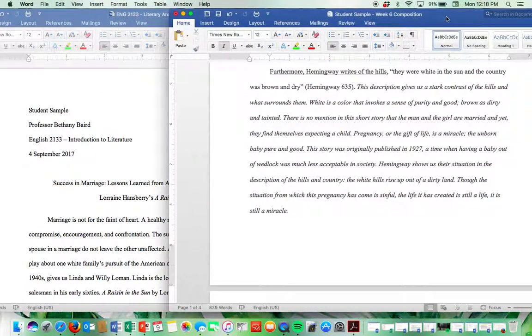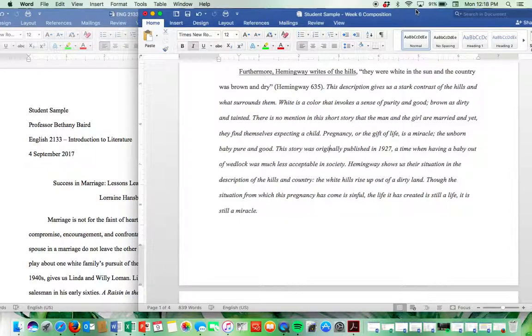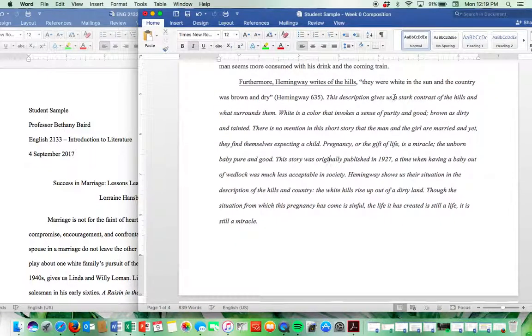I also just wanted to show you, in the composition assignments that you just completed, it asked you to have some commentary on your quotes. And so this was a good example of that. And this is what I'm wanting to see in your papers. And you'll see the italicized things here are commentary. So this was talking about Hemingway's work here, and talks about those hills. "They were white in the sun, and the country was brown and dry." So there's the quote. And then she takes time to go through and really think about what that quote means and what its implications are.